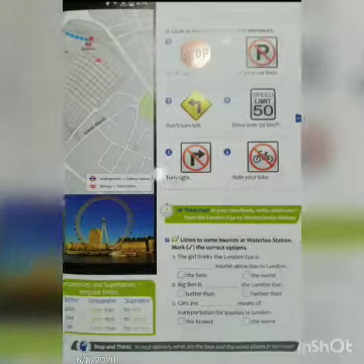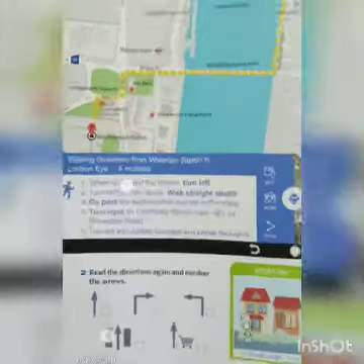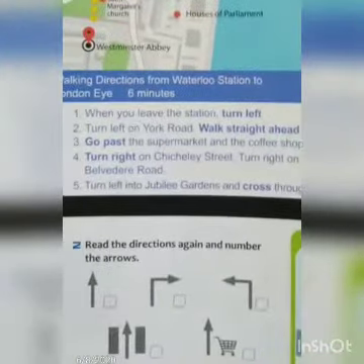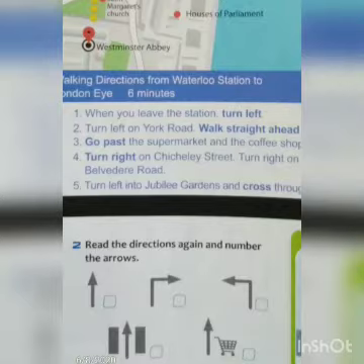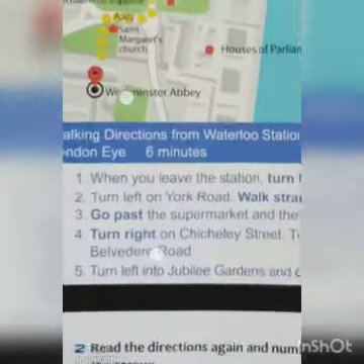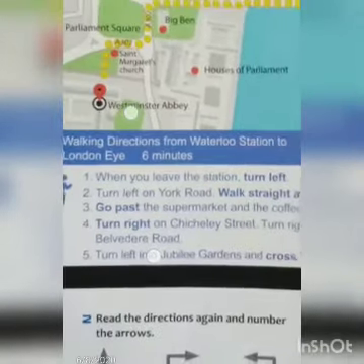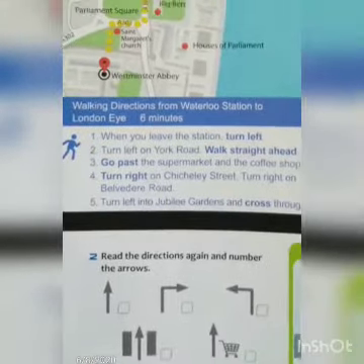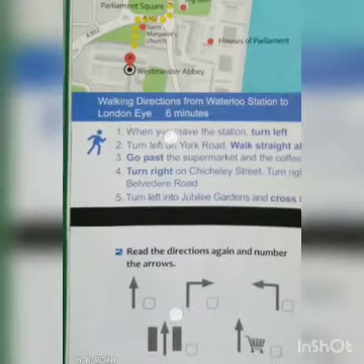Let's go on to number 2. Number 2, read the directions again and number the arrows. Number the arrows. What is 1, 2, 3, 4, and 5? We have to complete this with this reference. La 2 está relacionada con el ejercicio 1.